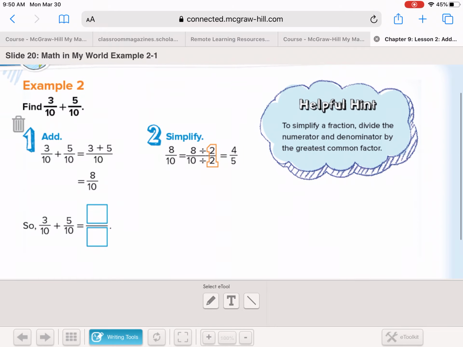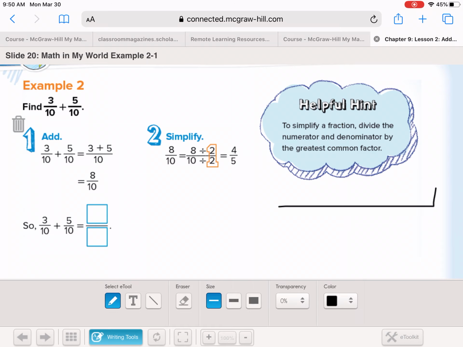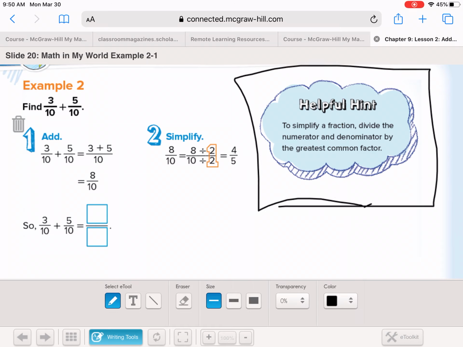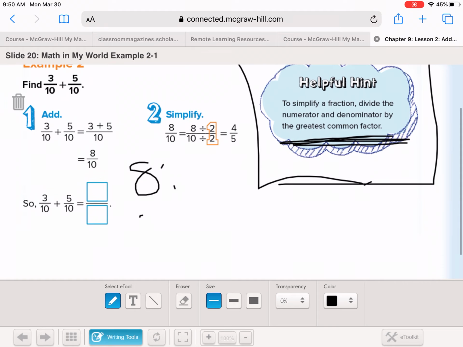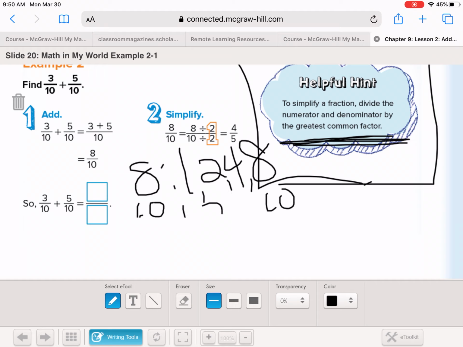Okay. I want you to pay attention to this helpful hint that I boxed, and it's in your book. To simplify a fraction, divide the numerator and the denominator by the greatest common factor. Remember, we did this where we said, so we have 8, 10, and then we factored them and we said 1 times 8, 2 times 4. These are all factors. 1 times 10, 2 times 5, and then they picked 2.